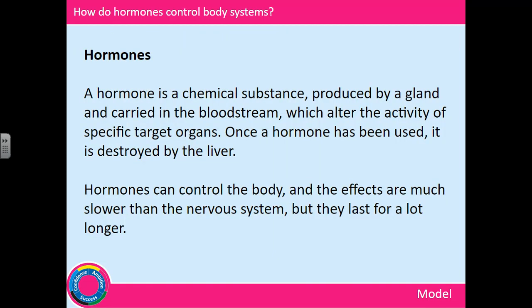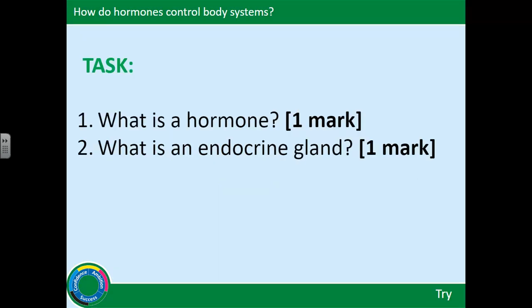Okay, so what are hormones exactly? A hormone is a chemical substance which is going to be produced by the different glands around our body. And it's important to remember that hormones are carried around the body in the bloodstream. They can alter the activity of specific target organs. And once a hormone has been used, it's then destroyed by the liver. The hormones can control the body and the effects are much slower than the nervous system, but they last for a lot longer. So that is one difference between hormones and the central nervous system.